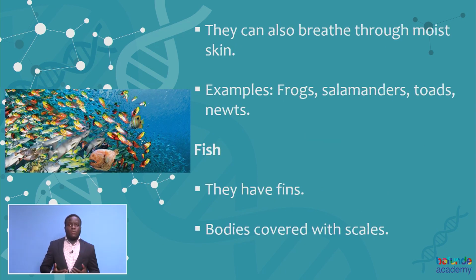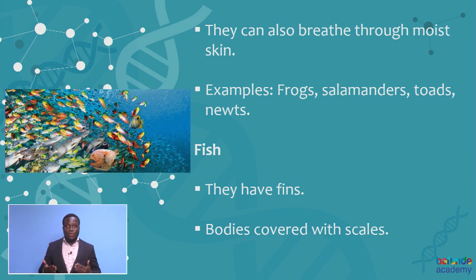So examples of amphibians include frogs, salamanders, toads, and newts. So these are animals that you've seen. I'm very sure you've seen a frog, you've seen a salamander. Maybe the name is new, but you've seen a salamander. A chameleon is also an amphibian, which you've also seen.